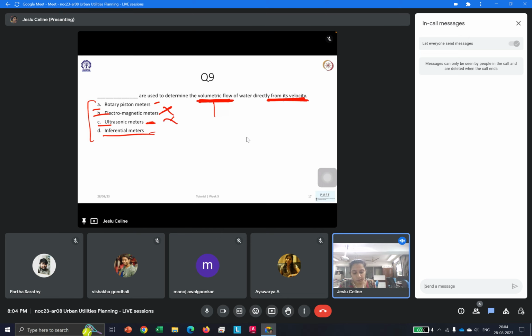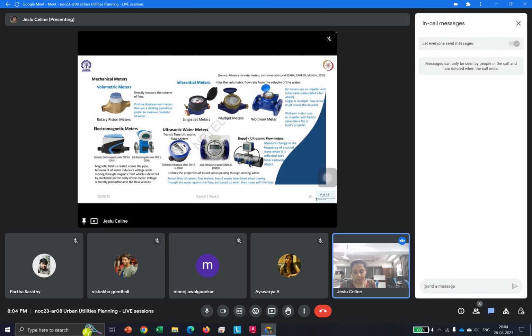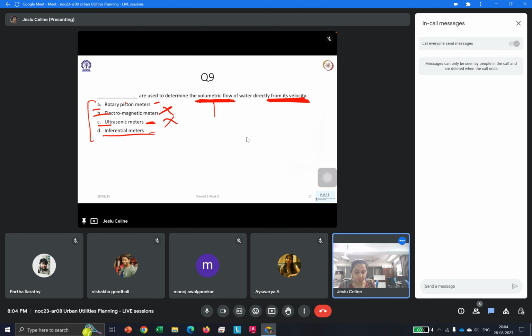Then let's go into the theory and then we will see. So we have volumetric meters, and rotary piston is an example of a volumetric meter. So this is the answer for this one, rotary piston, because they've asked what calculates volumetric flow directly from the velocity, and rotary piston is a volumetric meter which by property calculates from its velocity. But let's see the other ones also.